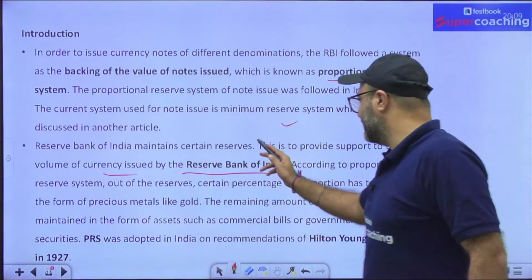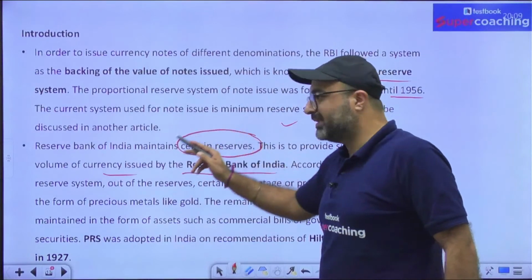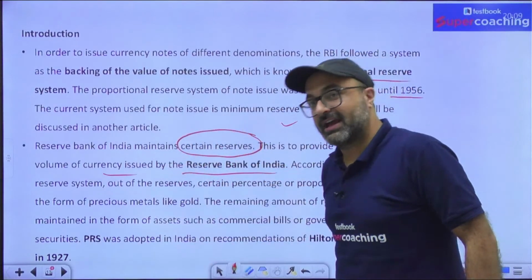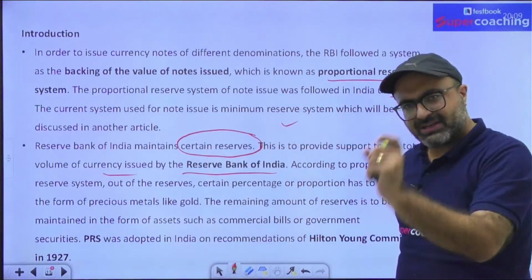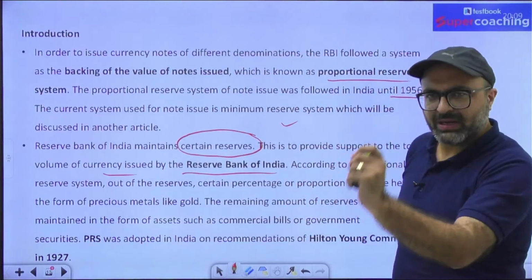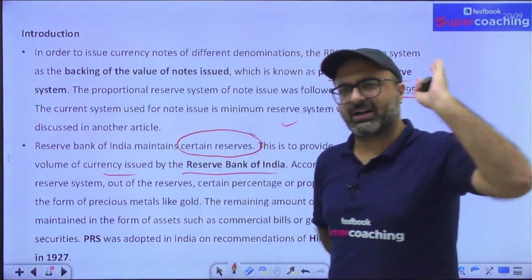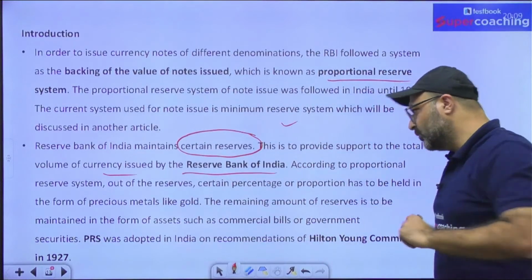So it is very clearly mentioned: certain reserves. It doesn't mean that if RBI has printed 30 lakh crore rupees, RBI is having reserves of 30 lakh crore. That is not the case. Certain reserves. If something goes up or down tomorrow, there are reserves, and they will save the country. That is the point. Moving ahead.